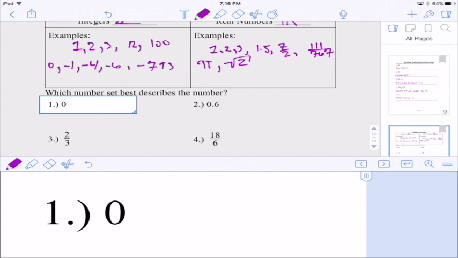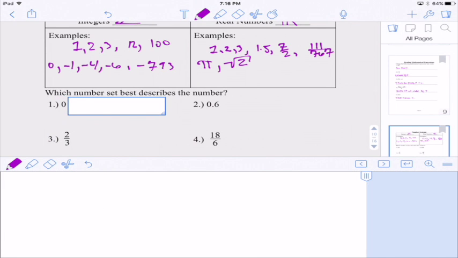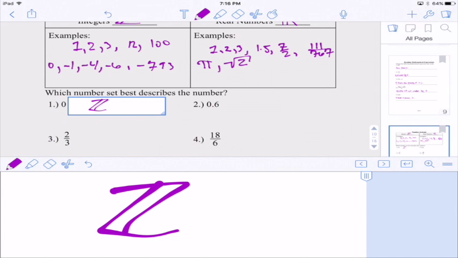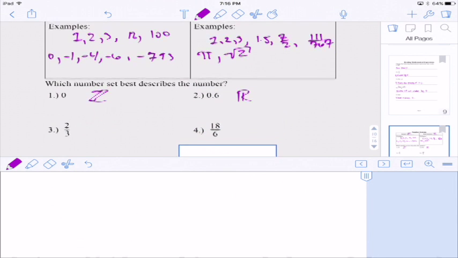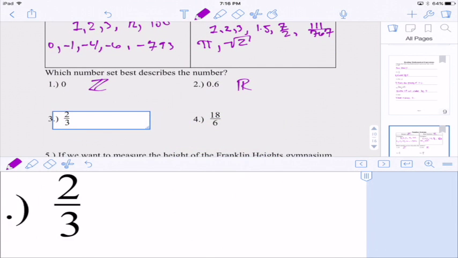So in number 1, when we say which number set best describes the number, we're talking about the smallest. So if it is whole numbers like 0, we're going to call those integers. The integers best describe 0. And number 2, the real numbers best describes 0.6 because that's not an integer. Now there's a lot more number systems that we're not going to talk about that could probably qualify a little bit better, but for us we're just going to keep it simple and stick with integers and real numbers.